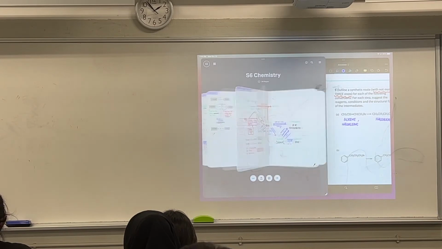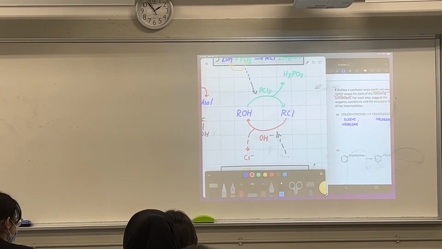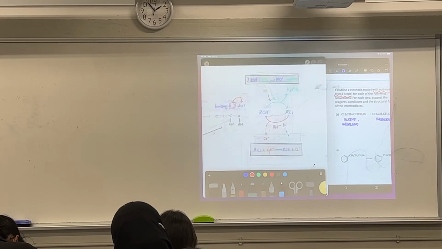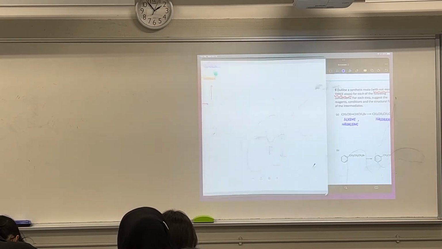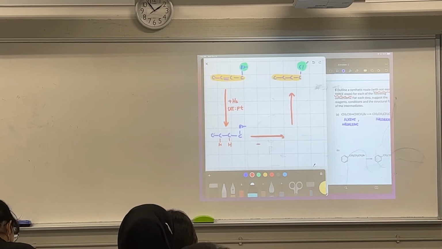Remember the roundabout analogy I said? This is like the roundabout. You can go through this cycle as many times as you like. If you don't like RCl, just switch the X into another one that you like, maybe I or Br. Now let's do this. What should I add in here again? OH minus. Don't forget to put aqueous. It has to be aqueous hydroxide, sodium hydroxide for example. So what's the product?